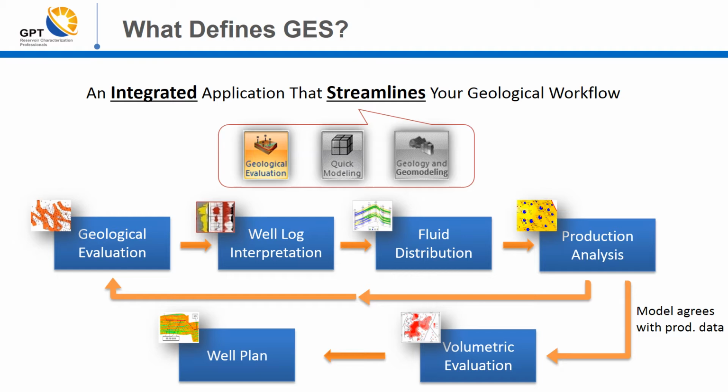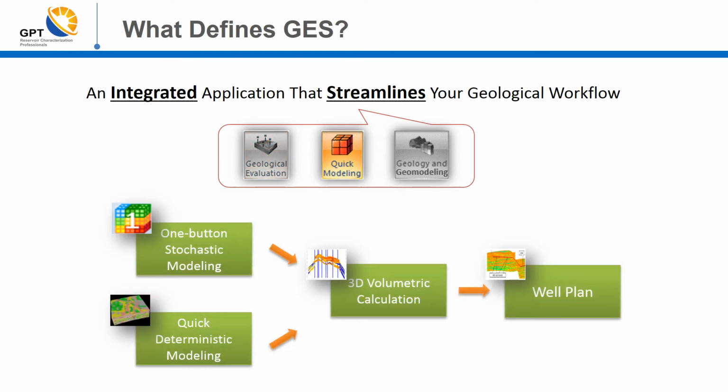So first, you start with geological evaluation, and then you do well log interpretation, and fluid distribution and production analysis. At that point, you have to decide if your geological model agrees with your production data. If it does, you can just go ahead and do the volumetric calculation and well planning. But if it doesn't, you might want to go back to the very first step and do the geological evaluation again until your geological model agrees with your production data.